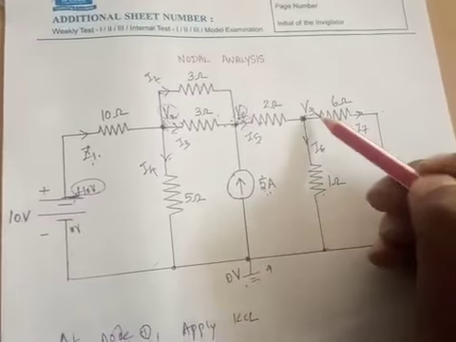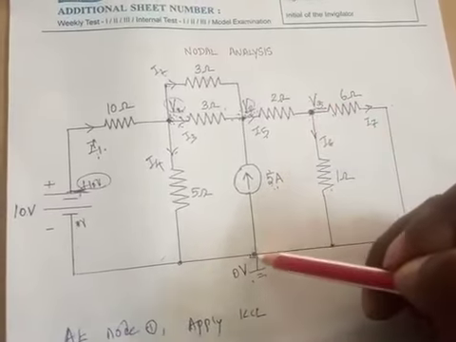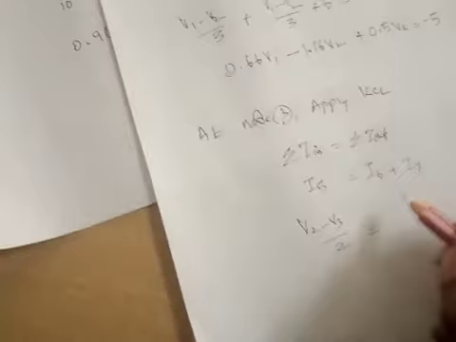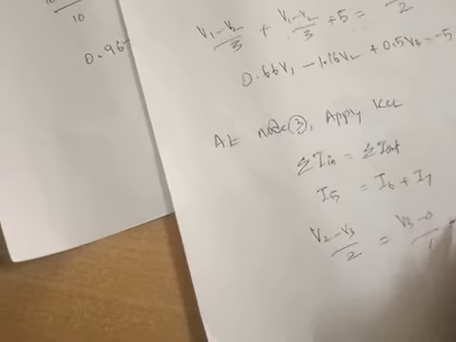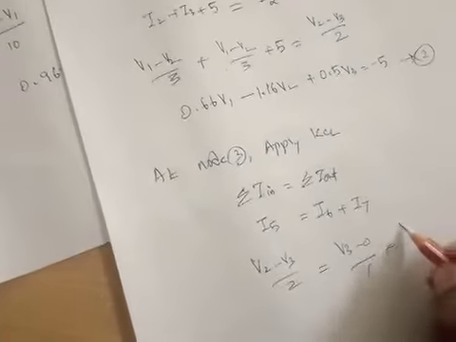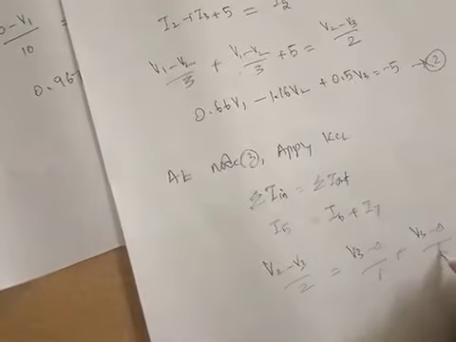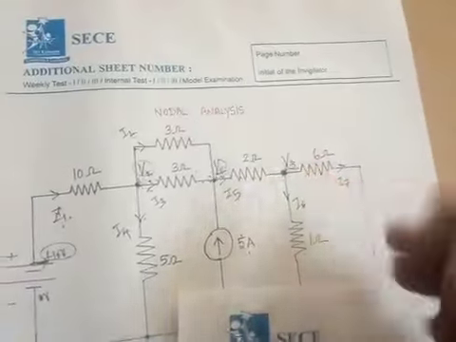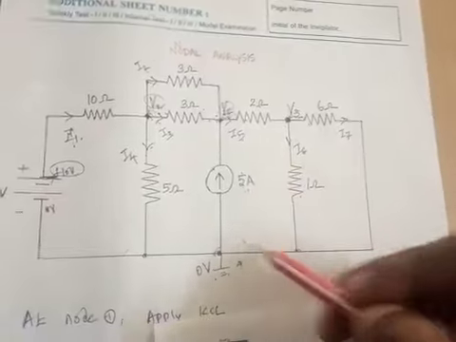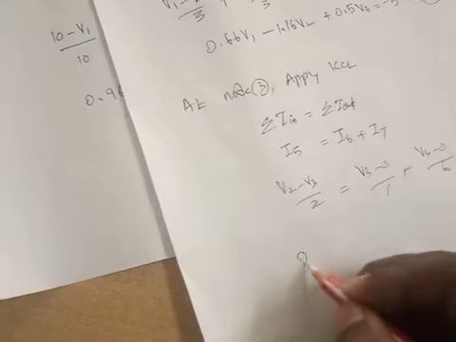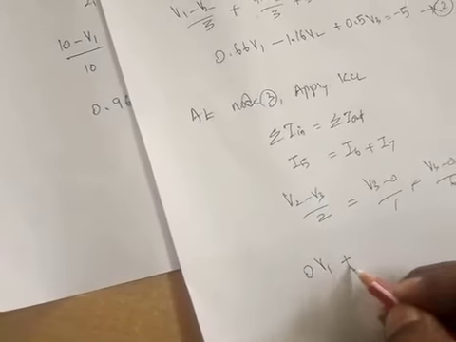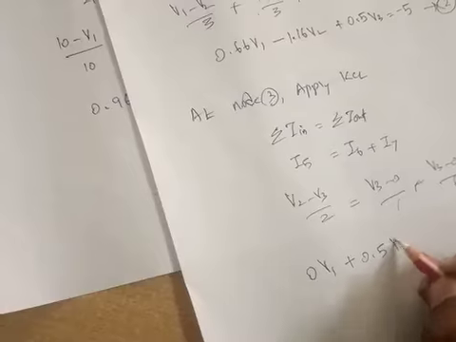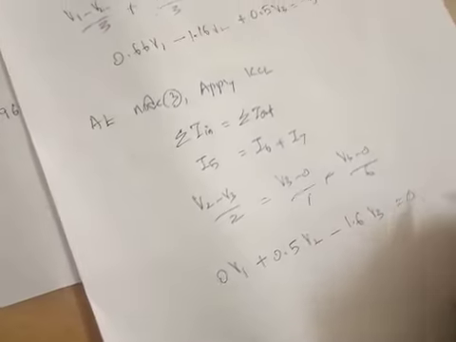The current I6 is flowing from V3 potential to 0 potential. So V3 minus 0 divided by 1. Similarly, I7 also flowing from V3 minus 0 divided by 6 ohm. Solve the equation. You will get 0 V1 plus 0.5 V2 minus 1.6 V3 equal to 0.